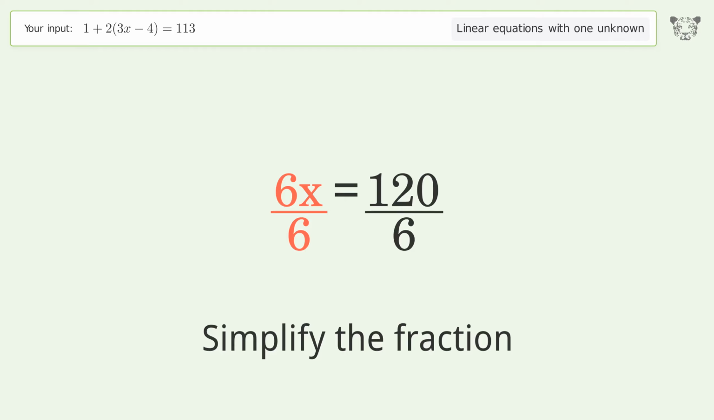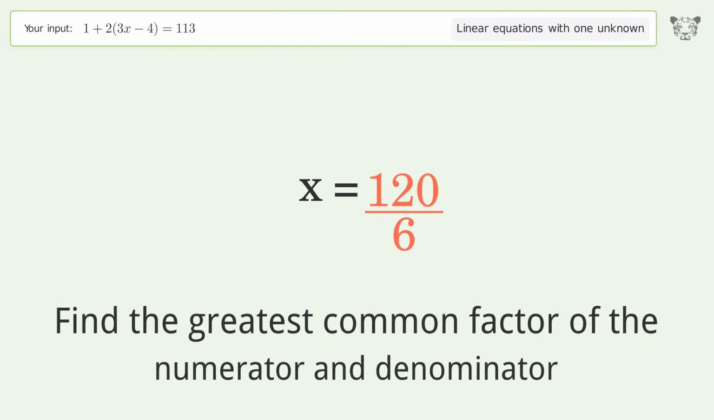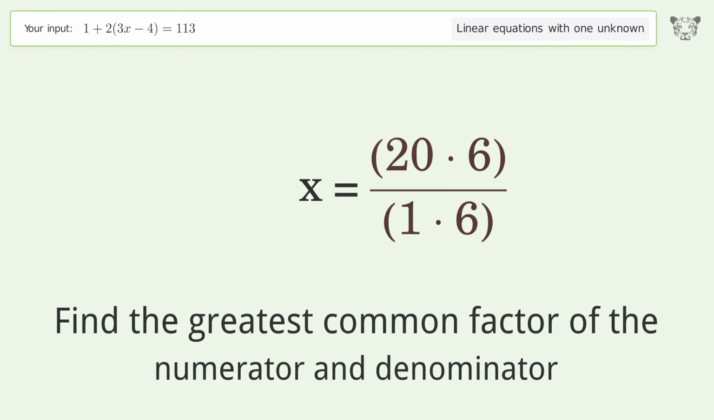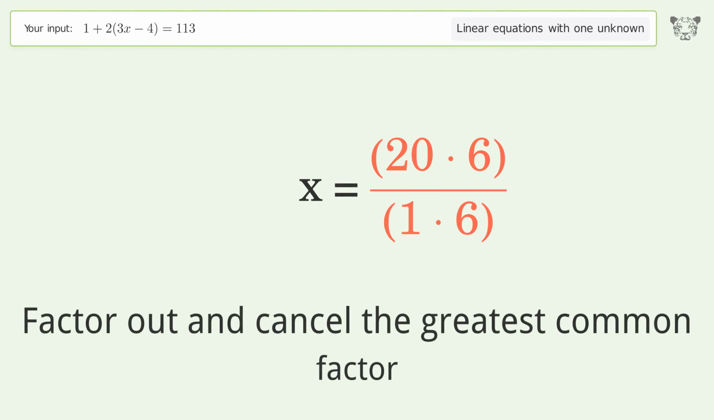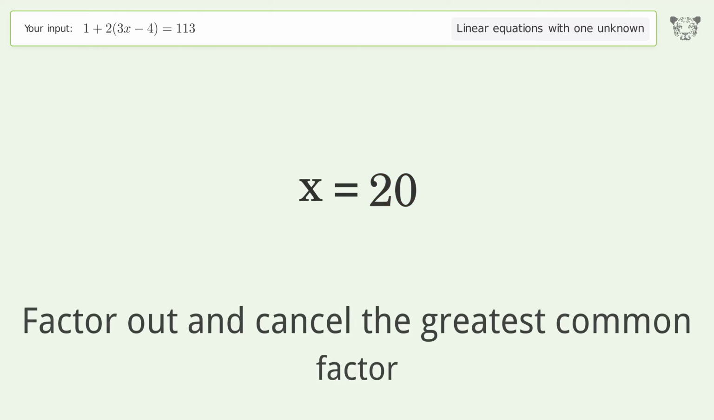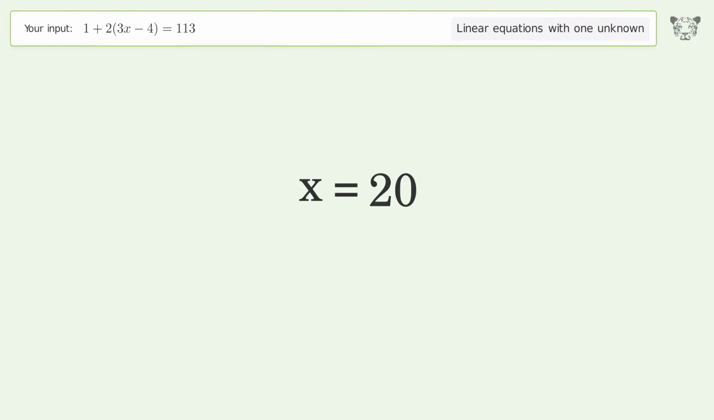Simplify the fraction. Find the greatest common factor of the numerator and denominator. Factor out and cancel the greatest common factor. And so the final result is x equals 20.